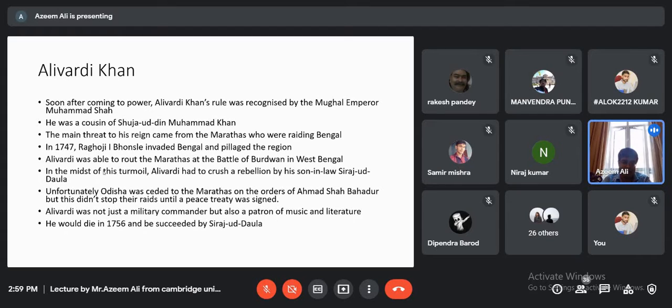Unfortunately, Odisha also had to be ceded to the Marathas on the orders of Shah Bahadur, but this didn't stop their raids until a peace treaty was signed. And Ali Wadi Khan was not just a military commander, but also a patron of music and literature. His reign would continue until 1756 when he died, and he was succeeded by Siraj-ud-Dawla.